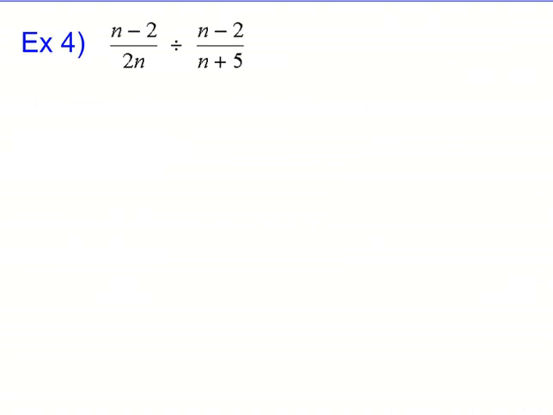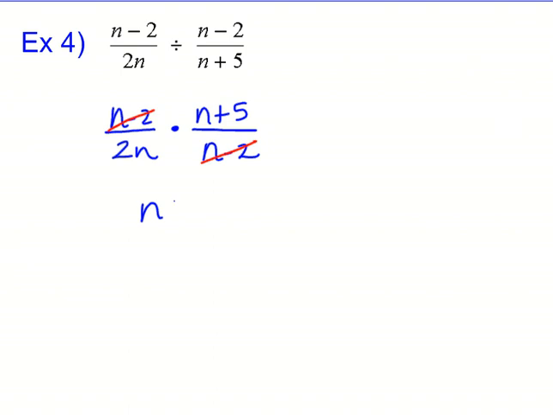Let's take a look at some division really quick. (n minus 2) divided by 2n, and that's divided by (n minus 2) divided by (n plus 5). So our rule is change the division to a multiplication problem and take the reciprocal of the second fraction, or the second rational expression. Keep the first one exactly the way it is. Then what we're going to do is cancel anything that's common. So here we have an n minus 2, which will go away, and nothing else seems to cancel, so we're left with n plus 5 divided by 2n.